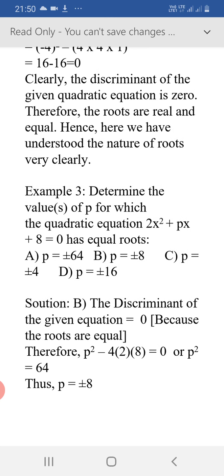The discriminant of the given equation is equal to 0, and therefore the roots are equal. Therefore p square minus 4 into 2 into 8 is equal to 0, and hence p square is equal to 64. Thus p is equal to plus minus 8.